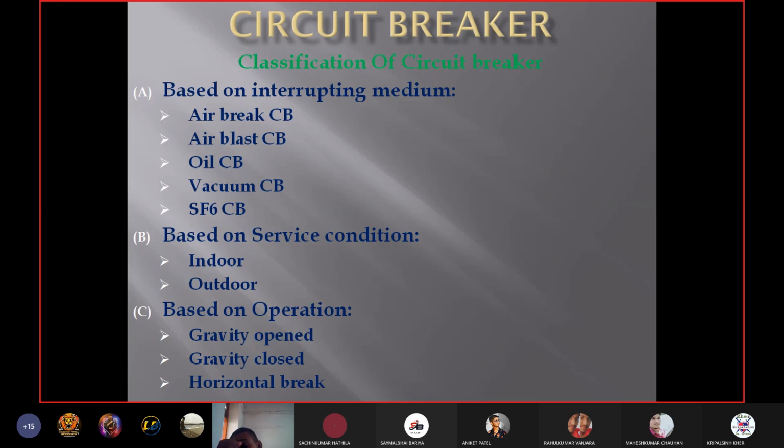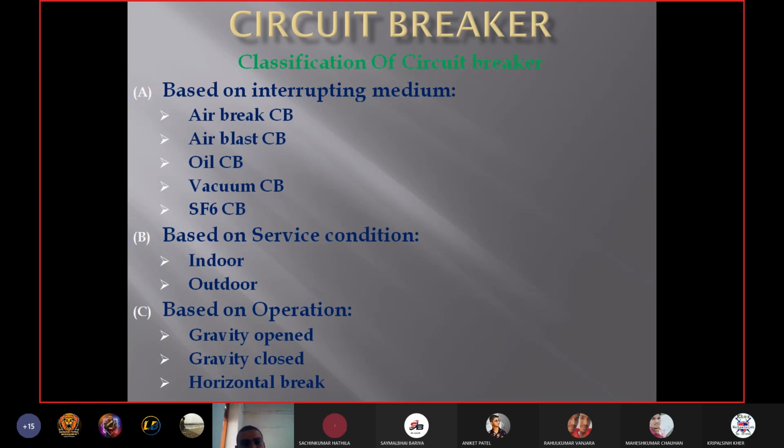And the second is the air blast circuit breaker. In the air blast circuit breaker, the arc is quenched by pressurized air. It is not normal temperature and pressure air, it is pressurized air. So a compressor is used, and with the help of this compressor, the pressurized air is blasted on the arc. By using this pressurized air, the arc is quenched. That's why the name given is the air blast circuit breaker.